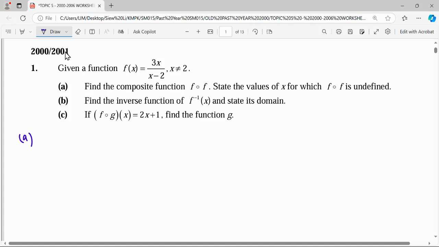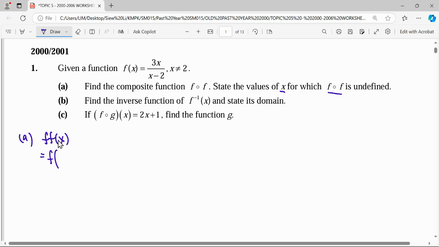Hi everyone. For this question, the given function is a rational function, and you can see the denominator is x minus 2. The denominator cannot be 0, so x cannot equal 2. This is a general condition for a rational function. Firstly, we need to find the composite function f of f, which means f(f(x)). We need to find out what that is, then state the value of x when the function is undefined.